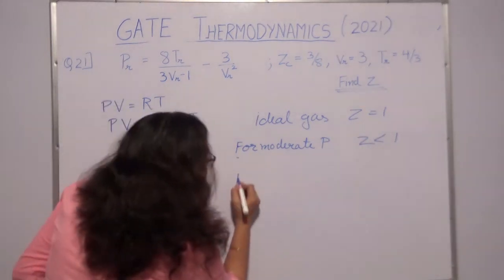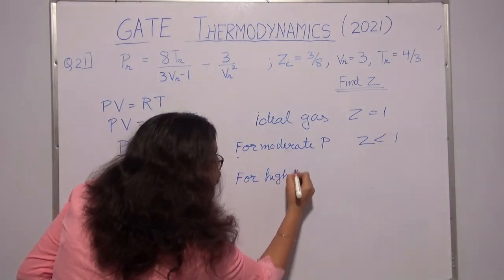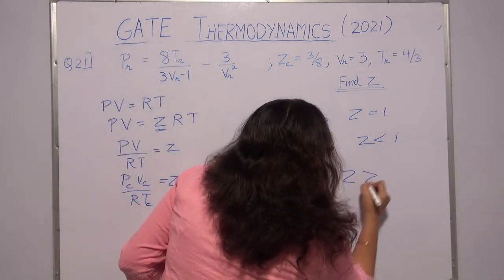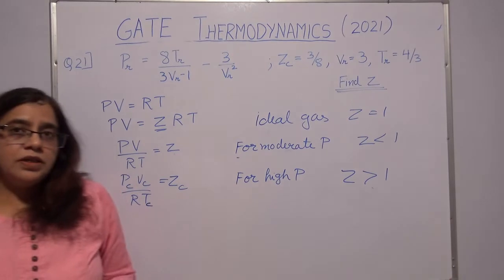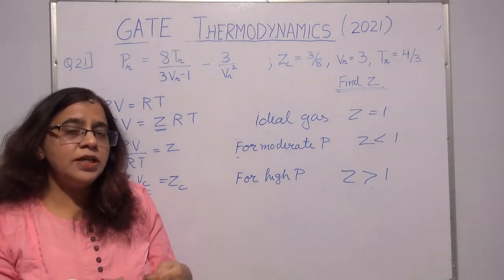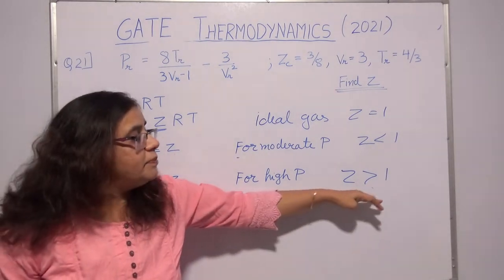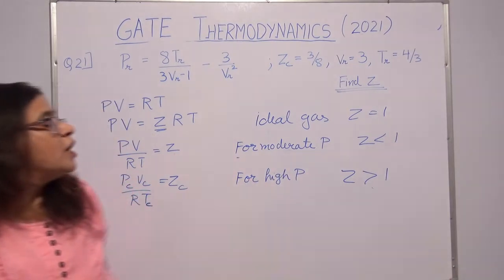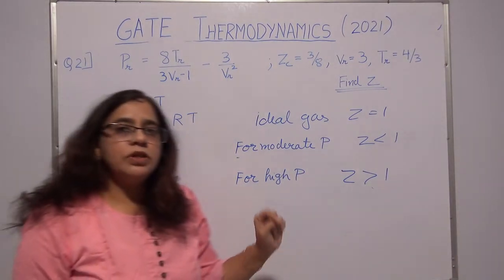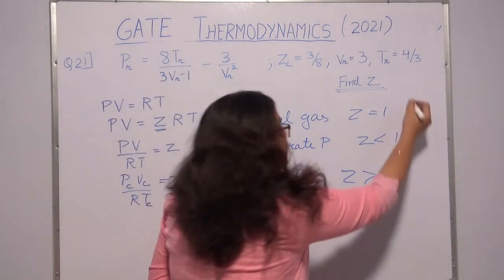Now for high pressures, which are very close to your critical point, in that case z becomes greater than 1. It happens because when the molecules come very close to each other, they kind of repel each other. In that case your z becomes higher than 1. So this is a brief description. Now z can never be equal to 0 or have a negative value. Keep this in mind. Fine.